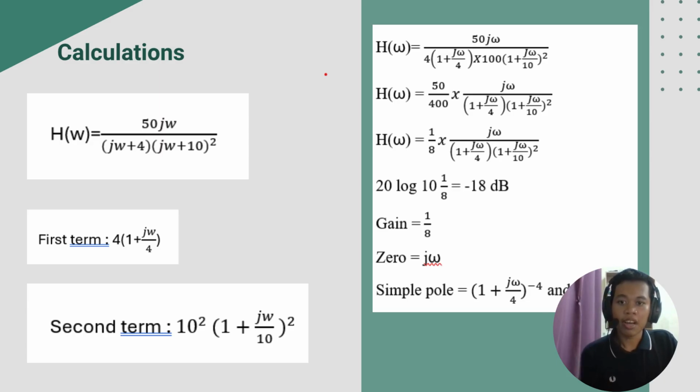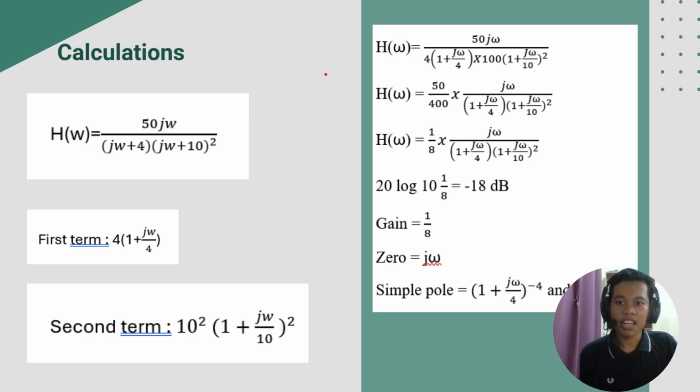Zeros. We have a simple zero at the origin due to the jω term in the numerator. This introduces a steady initial upward slope of positive 20 decibels per decade, starting from the very low frequency, along with a constant initial phase lead of positive 90 degrees.